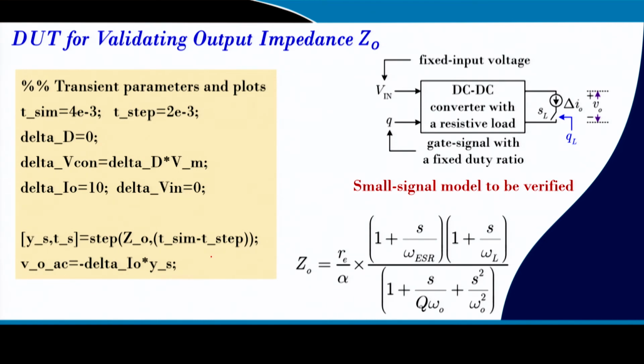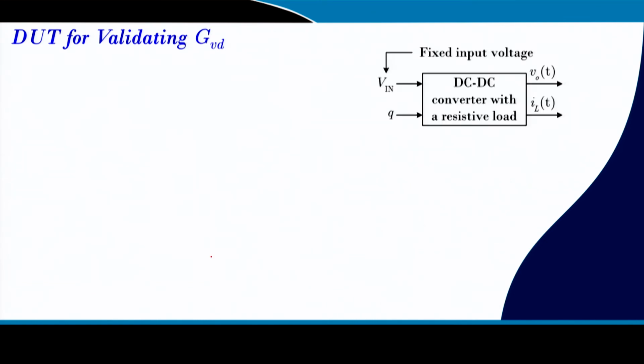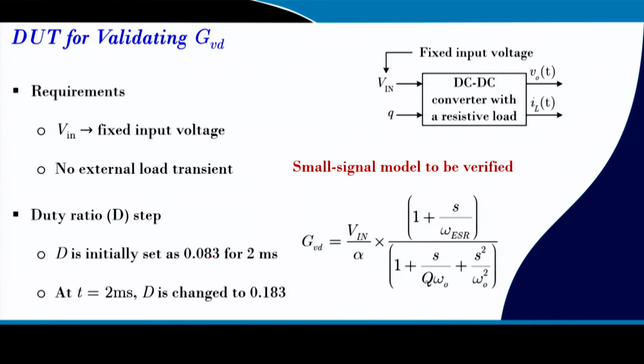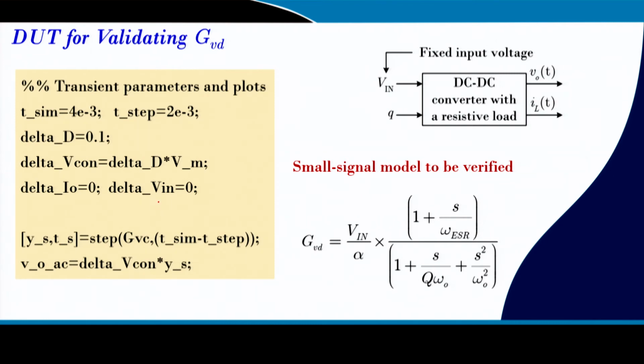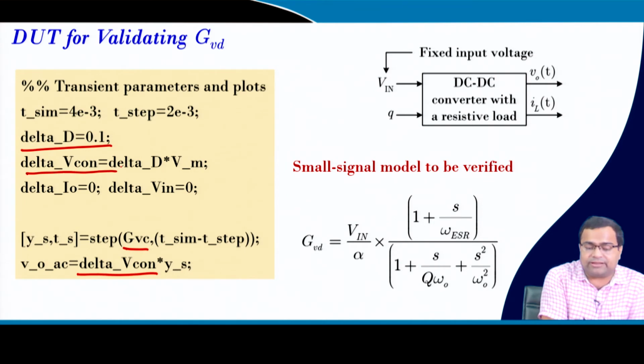The output impedance part I have already discussed, so now I want to check GVD. Let us check GVD first. What do we have to do? I need to take a step change in the duty ratio. Then this should be GVC, and you need delta V con, because ultimately this delta D will reflect a change in the V con.